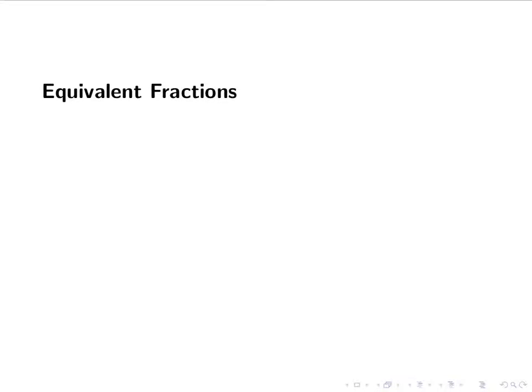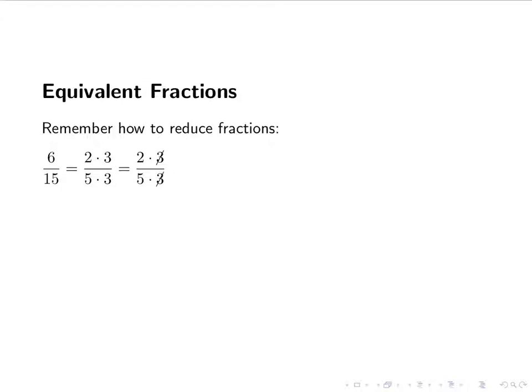Hello everyone, today we're going to look at equivalent fractions. So remember how you reduce fractions back in the 4th grade. If we have something like 6 over 15, we make 6 into 2 times 3, 15 into 5 times 3. The 3's cancel because 3 divided by 3 is 1, and we're left with 2/5.